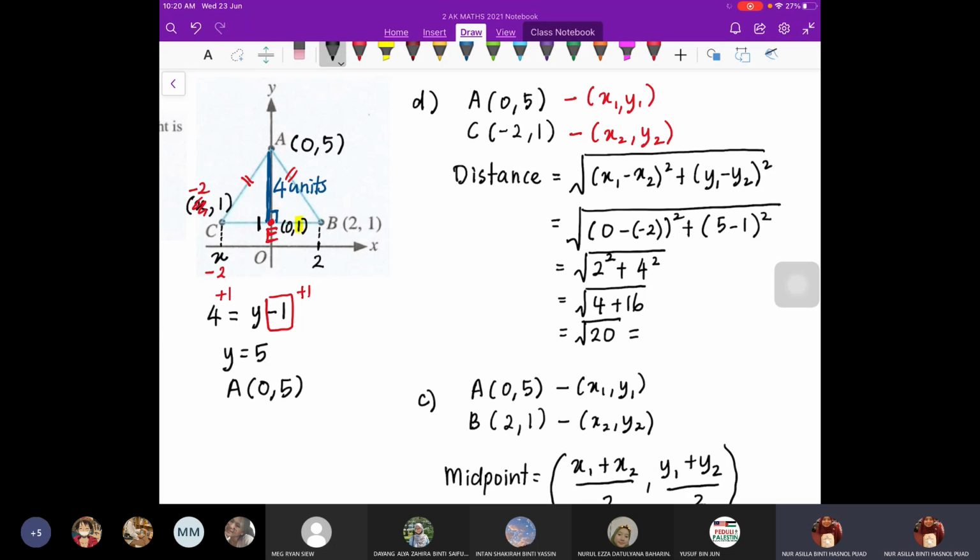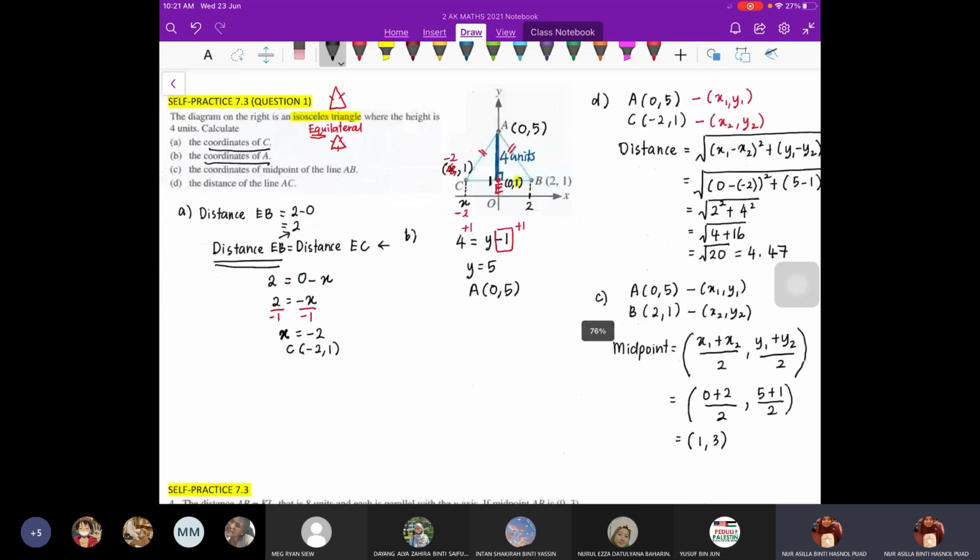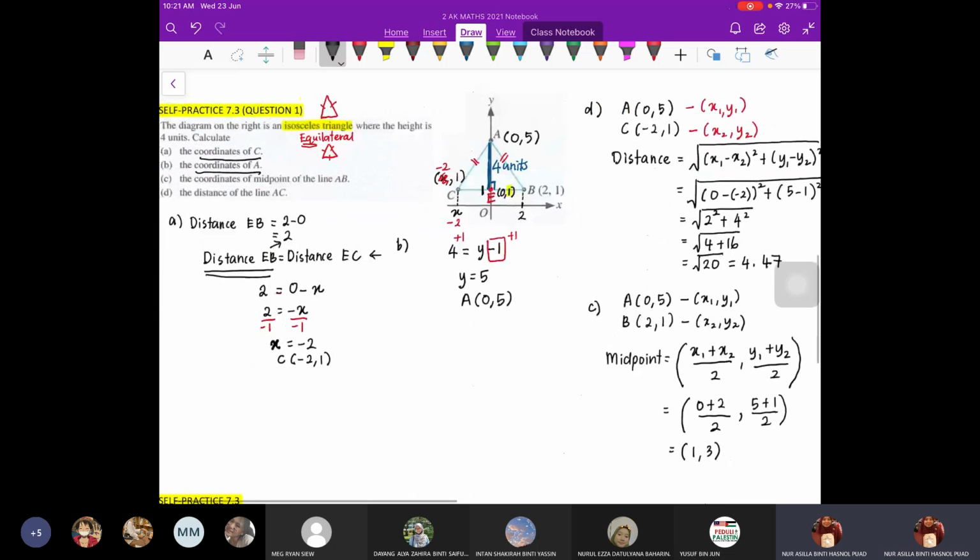Guna calculator. Square root 20. So give into decimal place jadi 4.47. So that is my answer. Okay. So that is one type of question, solving problems.